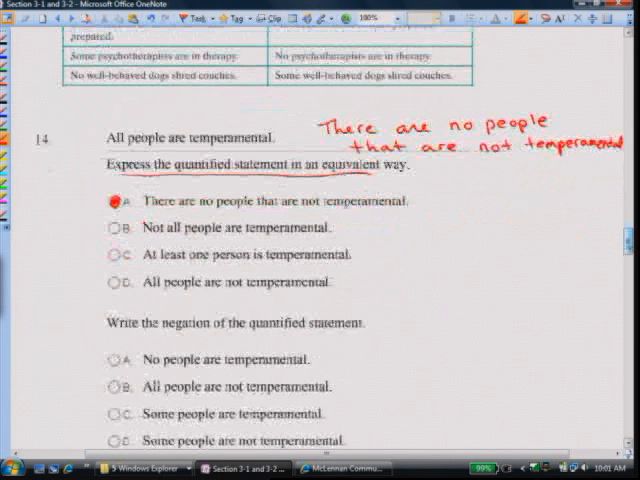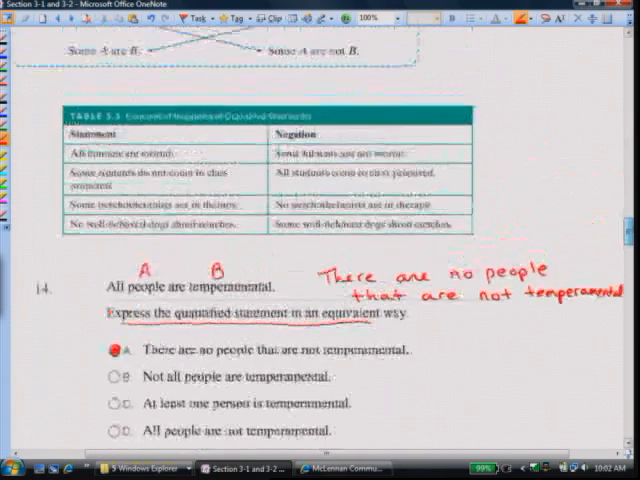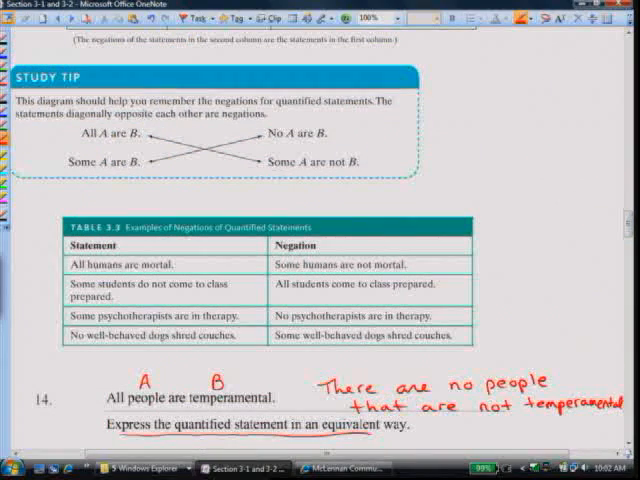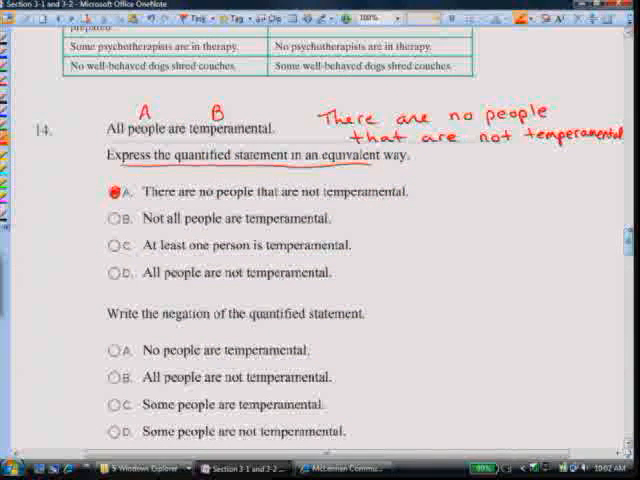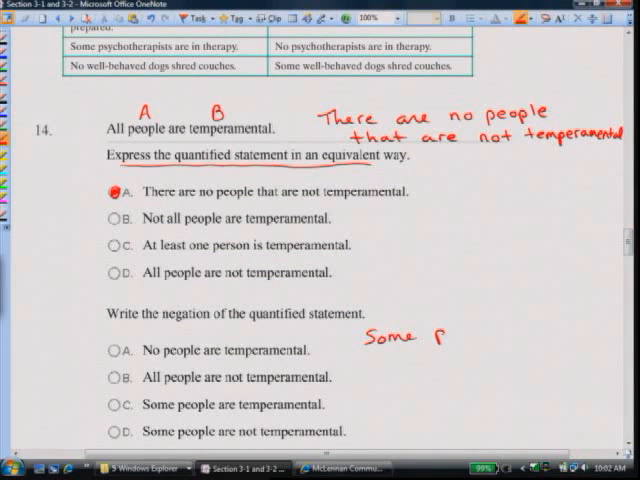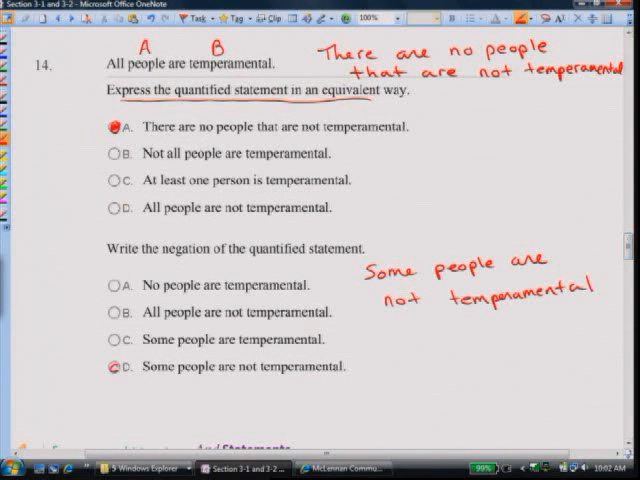All right, now we need the negation of the quantified statement. Remember it's all A are B, right? And if you come up here, the negation of all A are B is some A are not B. So some people are not temperamental. And that is D. Some people are not temperamental. Do y'all agree? D? Yeah. I got it right. Okay, good for me.